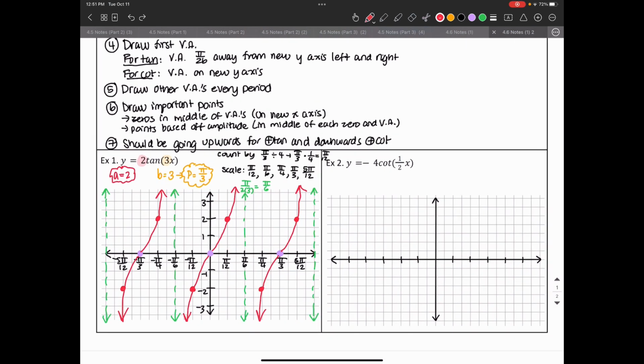For example 2, this is a cotangent graph. Let's look at the extra stuff we have. First, we have a reflection over the x-axis, which means this is actually going to be going, instead of downwards, it's going to be also going upwards as I go left to right. So the shape that's going to be repeating is that. That's what I'm going to keep in mind when I'm creating this.